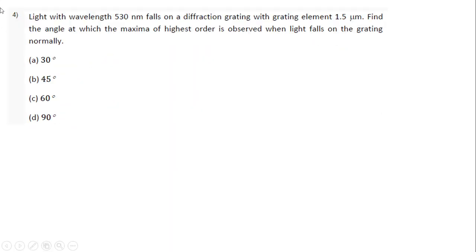So next, question number 4. Light with wavelength 530 nanometer falls on a diffraction grating. Again, it's a question of diffraction grating with grating element. Now the grating element is given directly. The grating element value is 1.5 micrometers. Find the angle at which the maxima of highest order is observed when light falls on the grating normally.